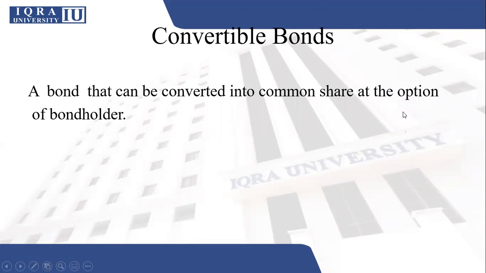Another type of bond is your convertible bond. A convertible bond is a bond that can be converted into common shares at the option of the bondholder. Convertibles offer investors a chance for capital gain if the stock increases, but that feature enables the issuing company to set a lower coupon rate than on non-convertible debt with similar credit risk.